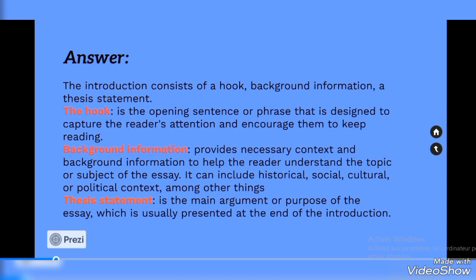Third is the thesis statement. It's the main argument or purpose of the essay, which is usually presented at the end of the introduction. So the thesis statement previews the main argument of the essay and manifests the roadmap of what the essay will cover.